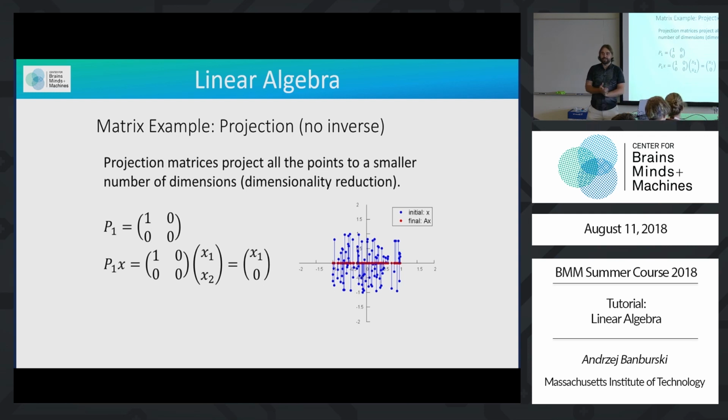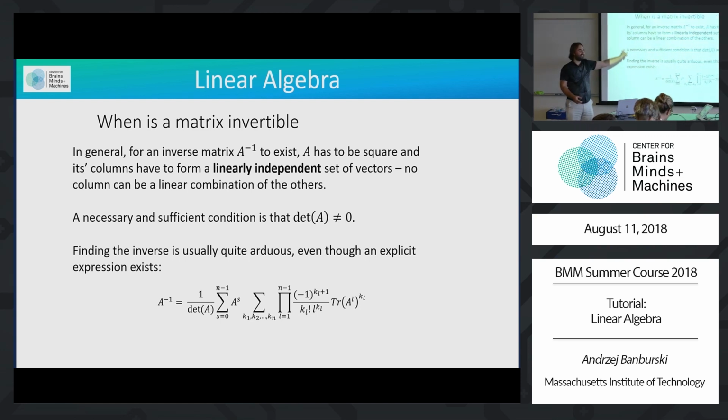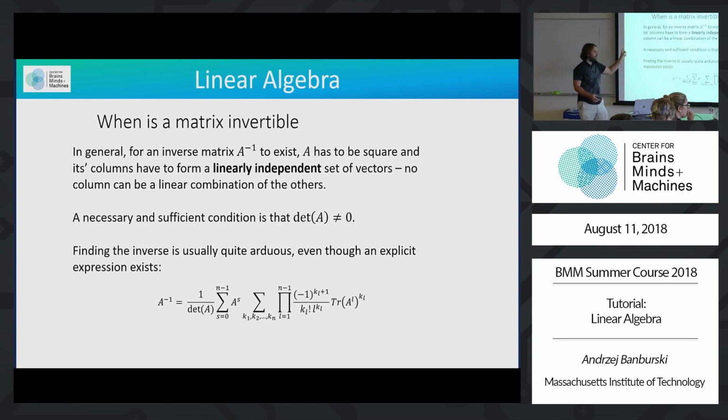So you can ask yourself, when does a matrix have an inverse, right? And this is the next slide. So in general, first of all, for an inverse matrix to exist, the matrix has to be square. So it has to be an n by n dimensional matrix. And its columns, which I told you were actually vectors, have to be linearly independent, have to be forming a linearly independent set of vectors. And what this means is that no single column can be a linear combination of the other columns.